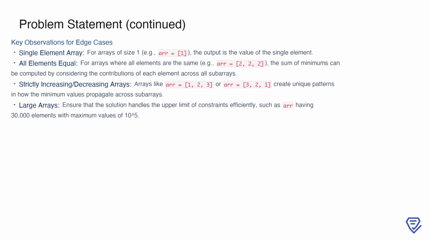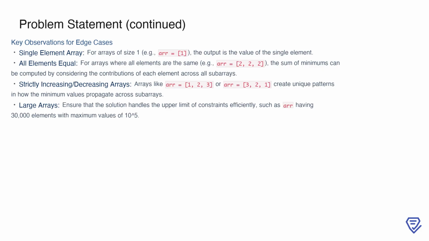To solve this problem efficiently, we need to consider how different types of arrays affect the calculation. For instance, in a single element array like 1, the result is simply the value of that single element. When all elements in the array are equal, such as 2, 2, 2, each element contributes to subarrays of different sizes, and the sum can be calculated systematically. Arrays with strictly increasing values, like 1, 2, 3, or decreasing values, like 3, 2, 1, create predictable patterns in how the minimums propagate through the subarrays.